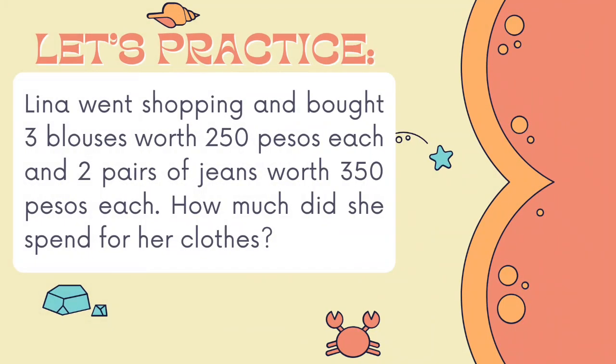Now let us try another one, this time a 2-step word problem. Lina went shopping and bought 3 blouses worth 250 pesos each and 2 pairs of jeans worth 350 pesos each. How much did she spend for her clothes? As you can see in this word problem, you have to determine first how much is the worth of the 3 blouses and the worth of the 2 pairs of jeans. And lastly, you have to determine the total amount of money Lina spent in buying all of her clothes.